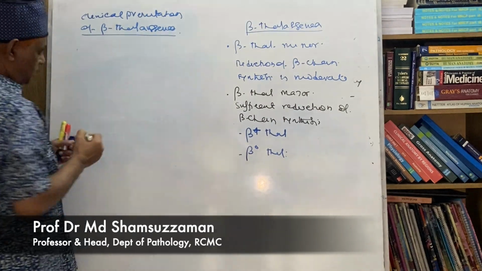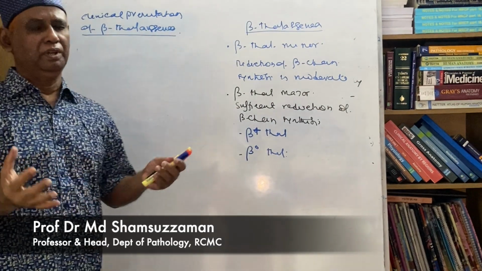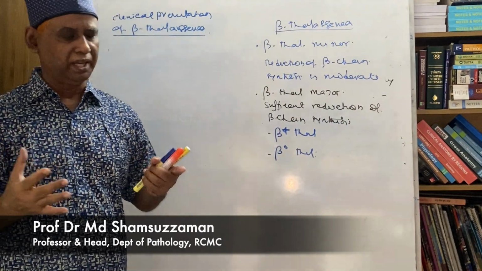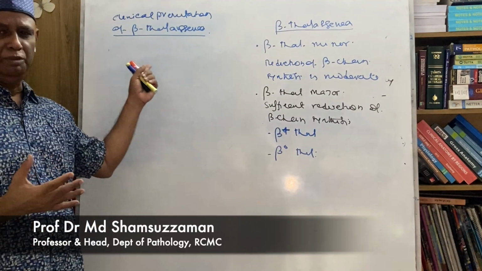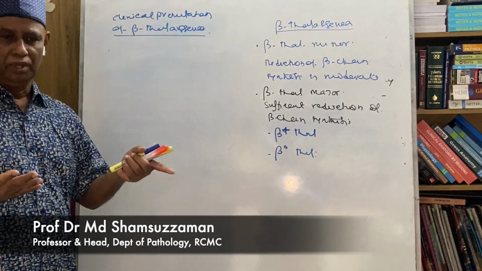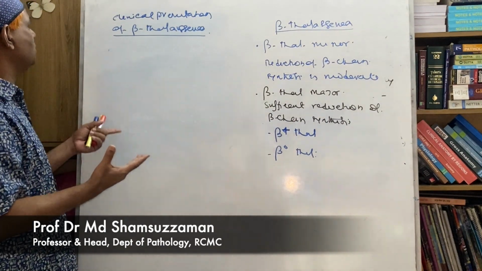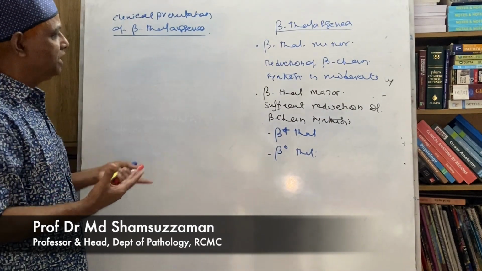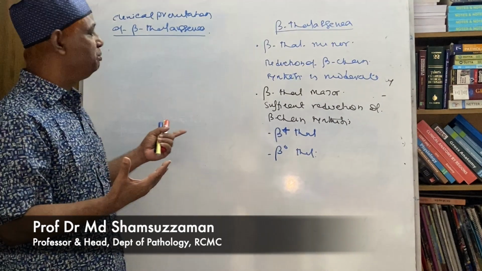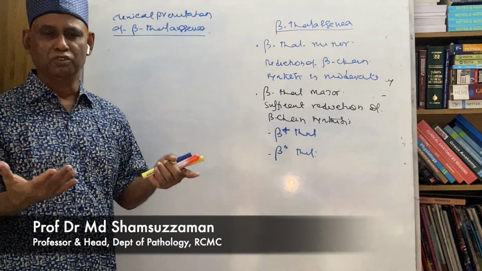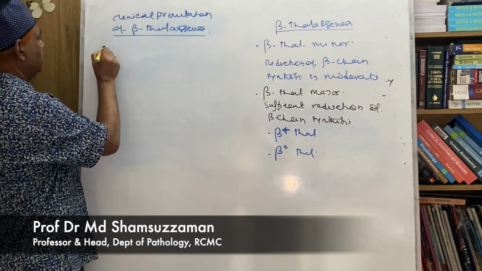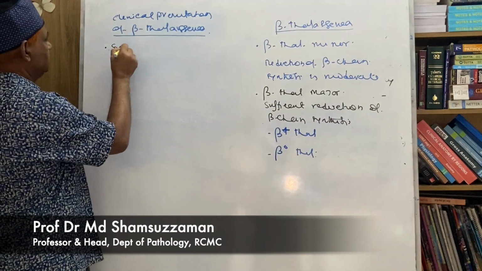Again, recall, thalassemia means reduction of rate of synthesis of one or more normal hemoglobin polypeptide chains. We are talking about beta thalassemia, which means the beta chain synthesis rate is reduced. If anybody suffers from beta thalassemia, what may be the presentations of that body? Number 1, symptoms of anemia.